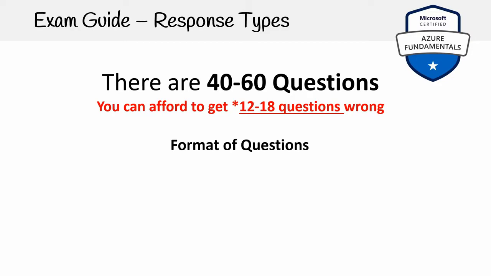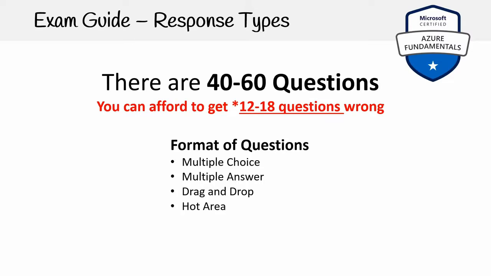In terms of the format of the questions, you're going to see multiple choice. You're going to see multiple answer. You're going to see maybe drag and drop. And then you might see a hot area. Hot area usually just means a couple of drop-downs where you have to answer two things at once.